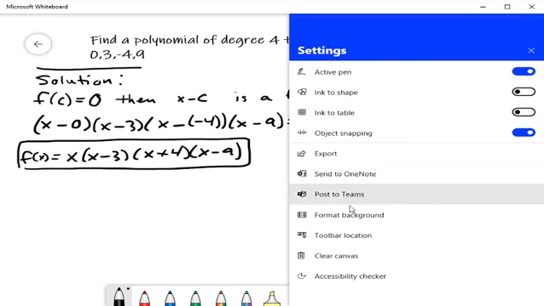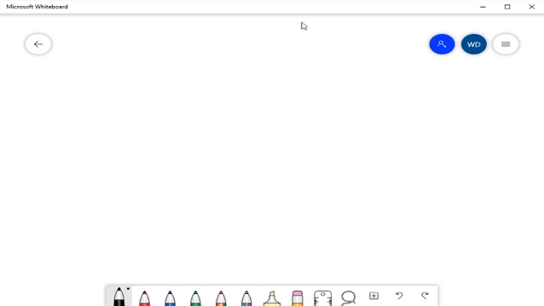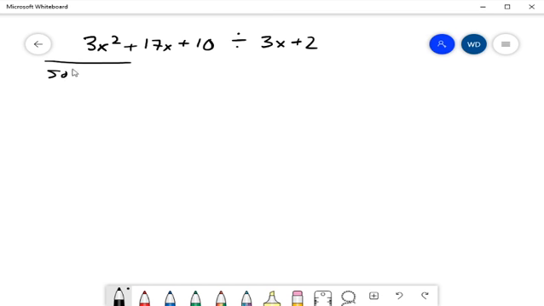Now, there's another topic that you're ready to learn, and that has to do with polynomial long division. So I'm going to show you how I work those. So this one here is the polynomial 3x squared plus 17x plus 10, and we need to divide that by the expression 3x plus 2. Okay, so we're going to use long division.